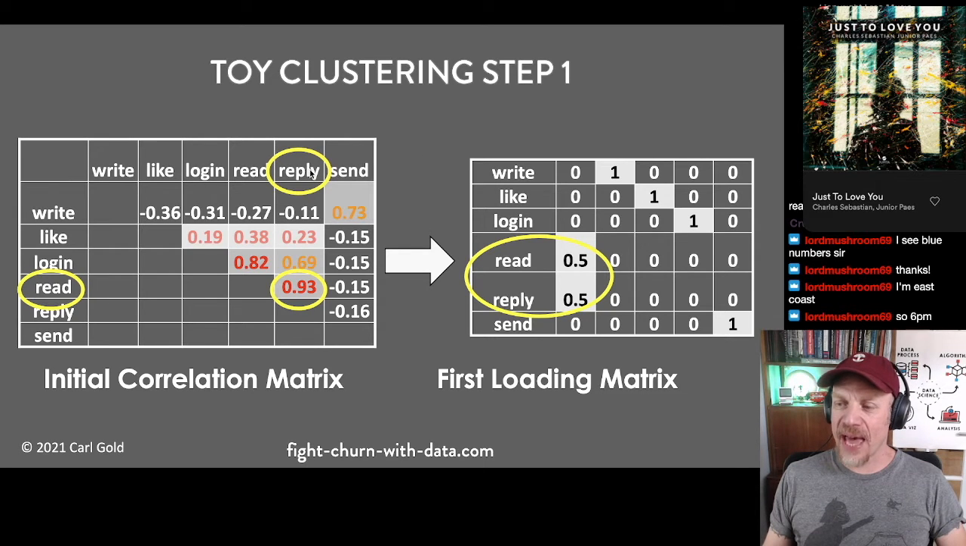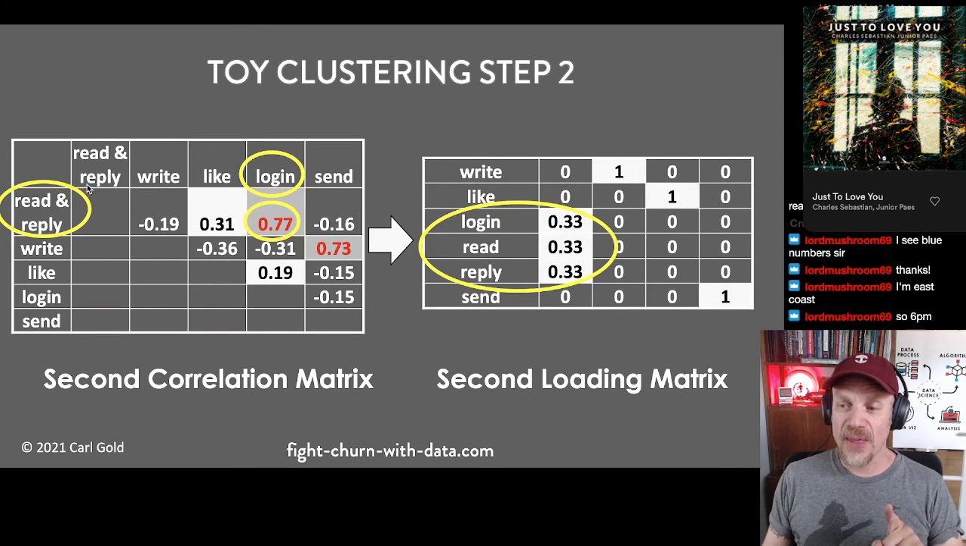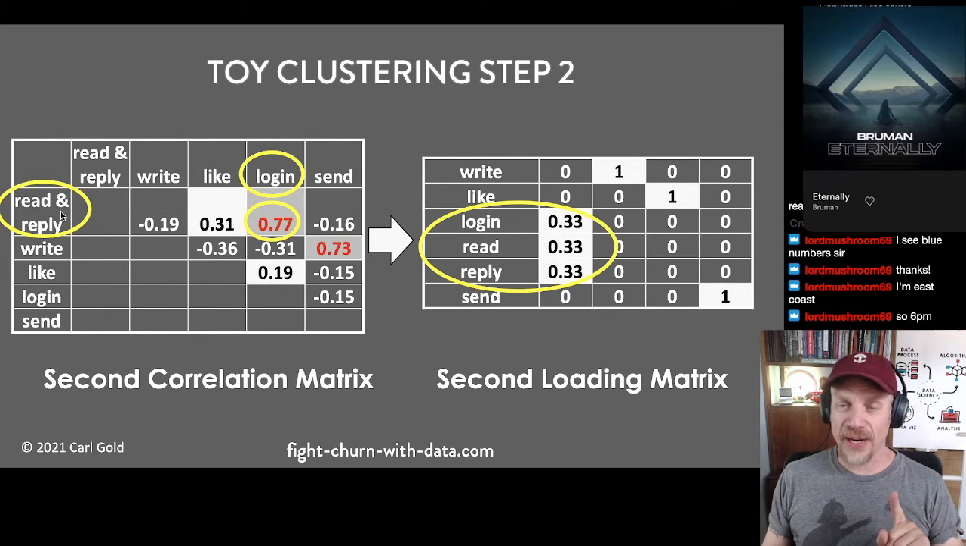So suppose the most correlated metrics are reply and read. We make these entries in our loading matrix, and then we apply that loading matrix to the data. It averages those together, so now read and reply are averaged as one metric, and then we look for the new highest correlation. In this case, it'll be with login.